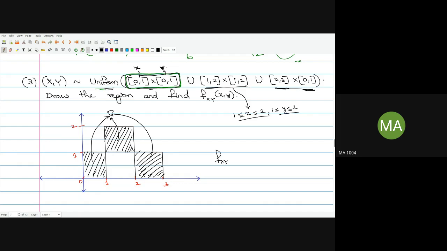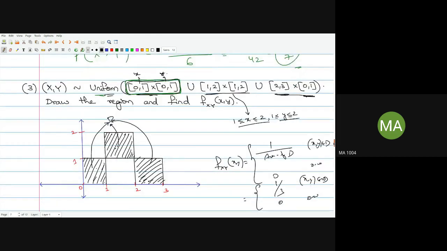So if I have to find f_XY of x comma y, it is 1 by the area of D. Each of these squares has area 1, so 1 plus 1 plus 1, it will be 1 by 3, and 0 otherwise.